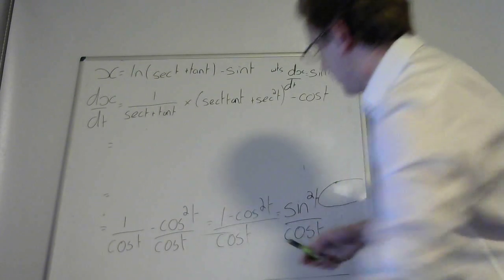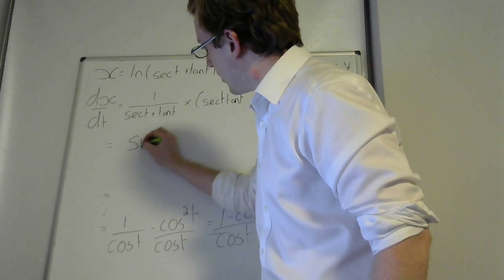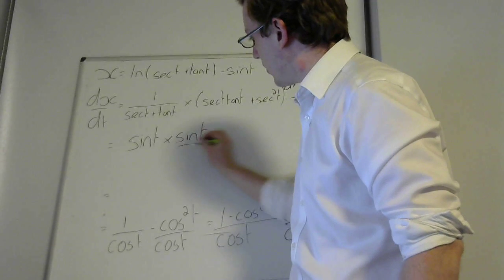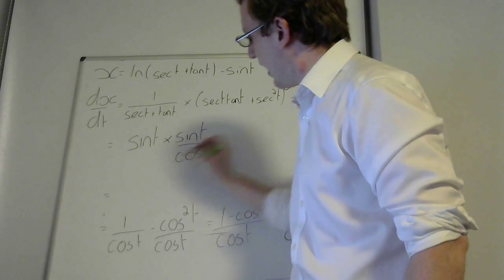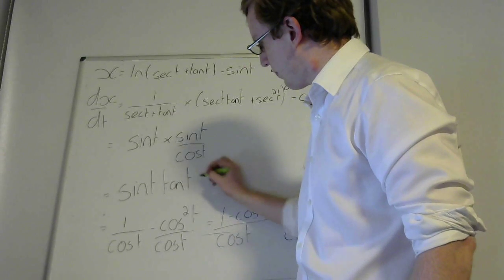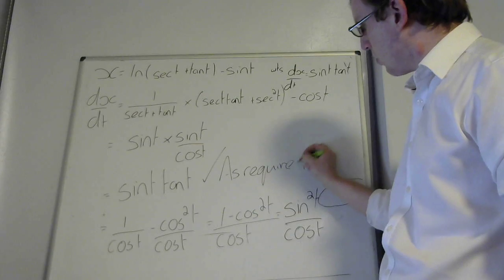So we split this up to get our sine and to get our sine over cos. So it equals sine t multiplied by sine t over cos t. And that is sine t tan t, as required. Cool.